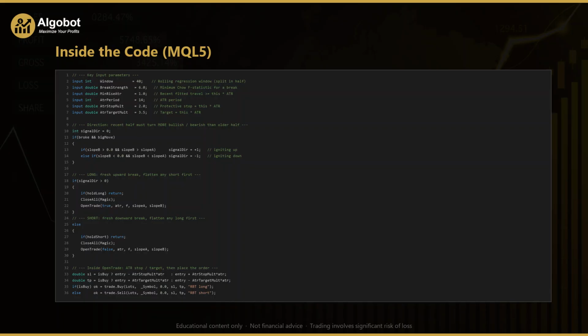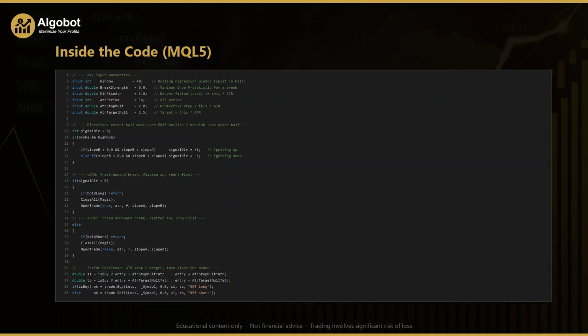Below that is the direction block. The variable signal direction starts at 0. If the break condition and the magnitude condition are both true, the code compares slopes. If slope B, the recent half, is greater than 0 and greater than slope A, the older half, the signal becomes +1, an upward emergence. If slope B is less than 0 and less than slope A, the signal becomes -1, a downward emergence.